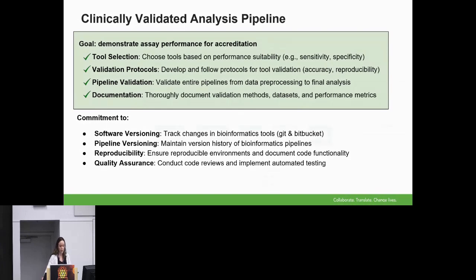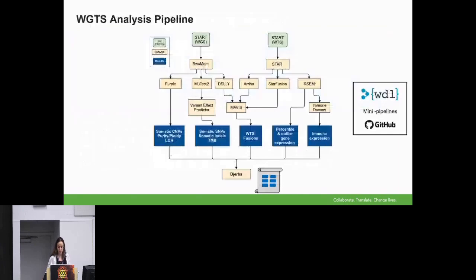So what does that pipeline look like? This is a diagram of the pipeline. The starting points are the whole genome and whole transcriptome sequence data, and the data goes through over a dozen workflows that are written in WDL language, each of which uses multiple software tools, so I've called them mini pipelines, and they are version controlled in GitHub.